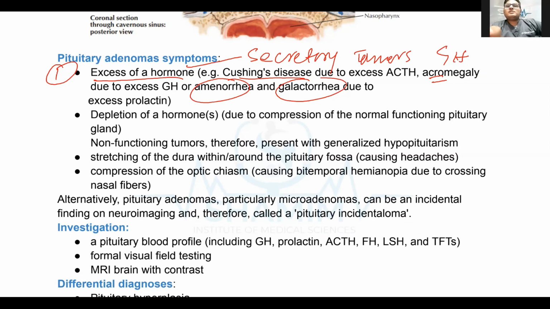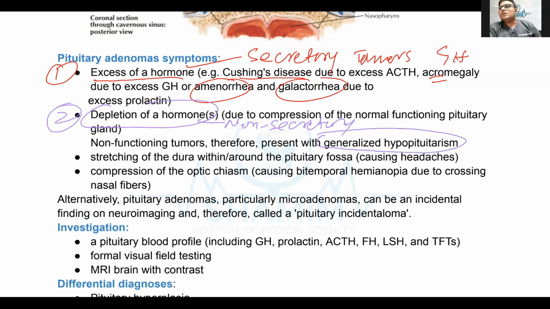And the next important point is depletion of hormone. Second important, it is non-secretory. Okay. So it will present with generalized hypopituitarism signs: decreased growth hormone, decreased ACTH, decreased cortisol. So these will be the hypopituitarism signs.